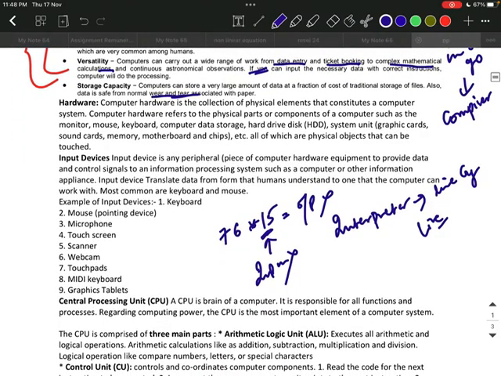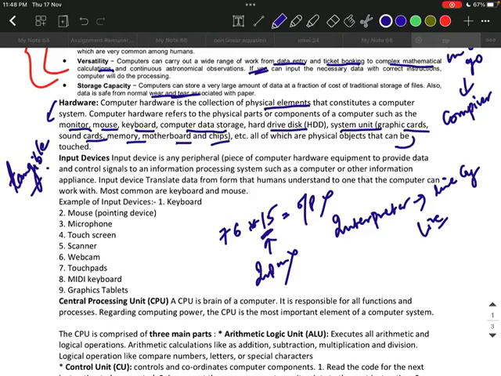Then we have hardware. Now what is hardware? Hardware is a collection of the physical components that constitutes a computer system. Moreover, hardware is something that could be touched, or it is tangible. आप बोल सकते हो ये tangible है, आप इसको बहुत easily touch कर सकते हो. For example, monitor, mouse, keyboard, computer data storage, hard disk drive, system units, for example graphic cards, sound cards, memory, motherboard, chips. These are the physical objects that can be touched, so that is important.